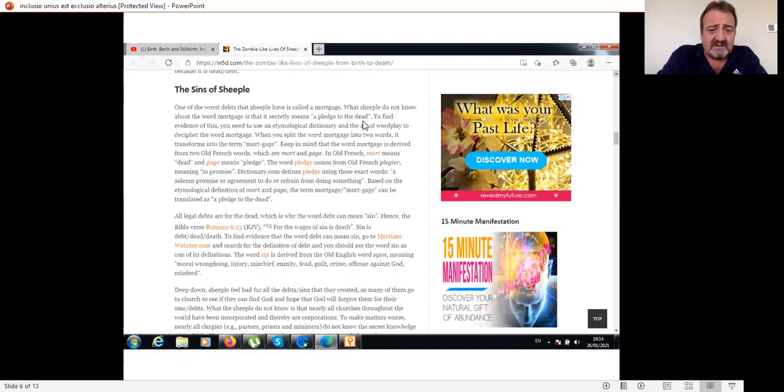Last line of that paragraph, Harry. Mortgage can be translated as a pledge to the dead. So all legal debts are for the dead, which is why the word debt can mean sin. Hence the Bible verse that talks about the wages of sin is death. Sin is debt, debt, death. And it's also the original name for the moon. Am I right, Harry? Yeah, it is. The original name of the moon was Sin. Again, it all connects back.